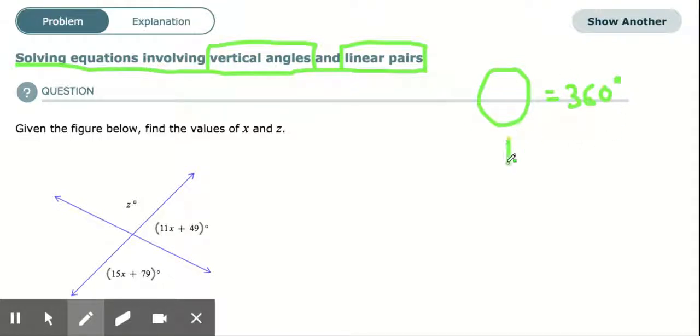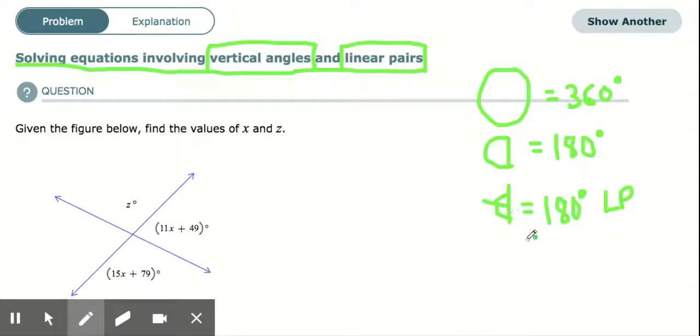Now, if we cut that circle in half, right, that's 180 degrees. So what happens is if you have a straight line, right, and it's cut like this, these two angles that make up this half circle, those add up to 180 degrees. That's what's called a linear pair.